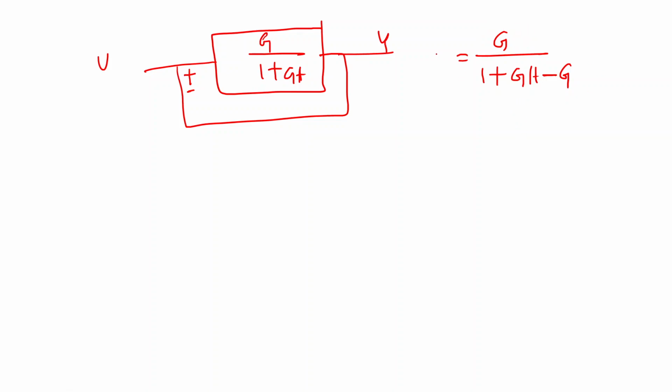So this is the answer, Y divided by U. If you solve it, you will get this same answer. Y divided by U is how I write it. First of all, whatever expression is inside the block, you just write down G divided by 1 plus GH. It is a positive feedback system, which means you have to subtract.